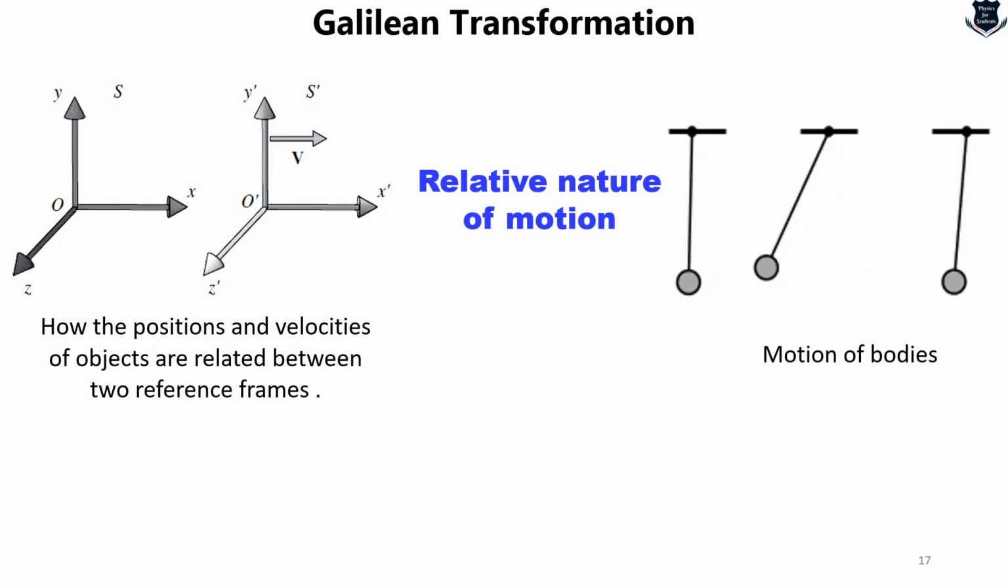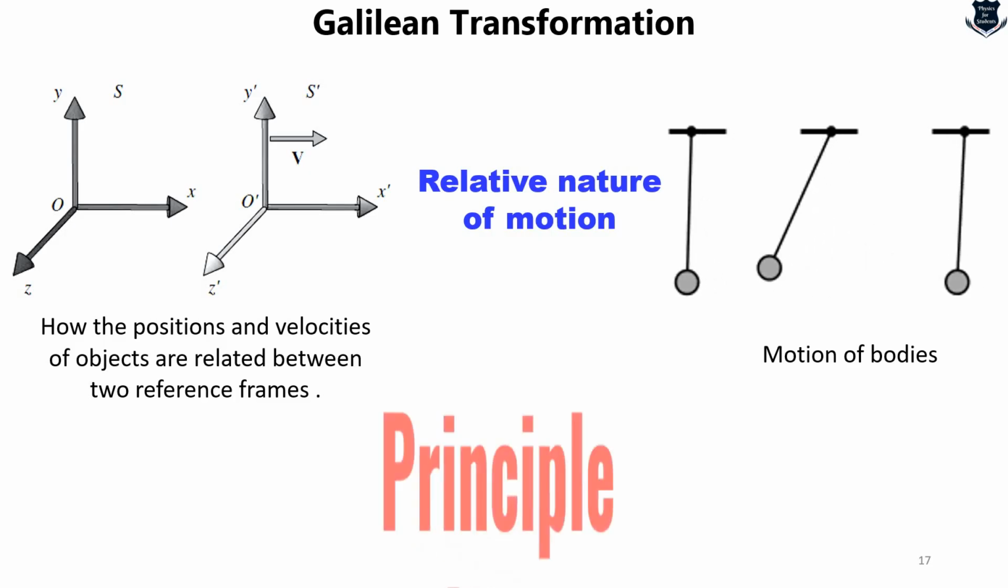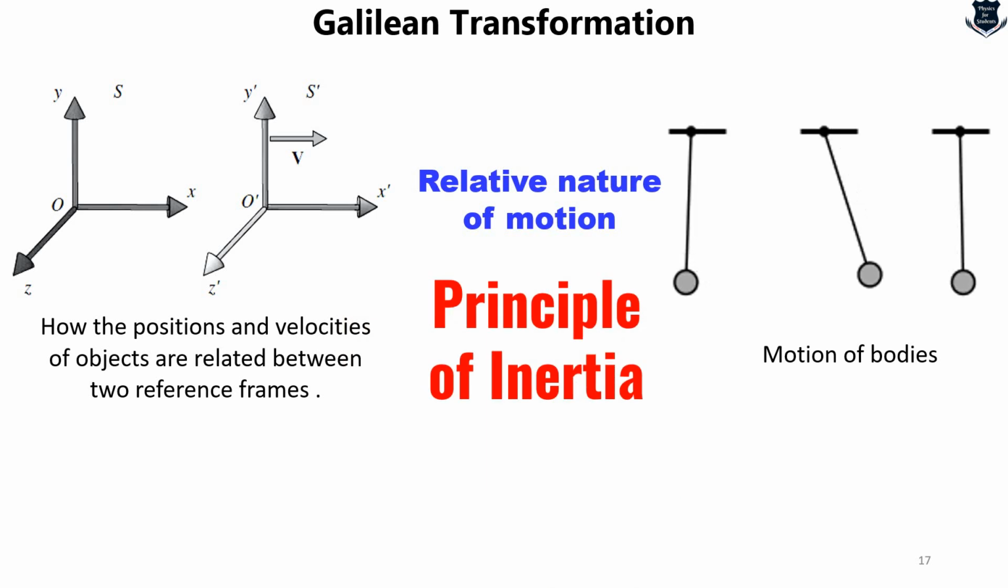The Galilean transformation demonstrates that the laws of motion, including this motion of bodies, are valid in all inertial frames of reference, and this leads us to what is called the principle of inertia. So the Galilean transformation shows that the laws of motion, including the principle of inertia, are valid in all frames of reference.